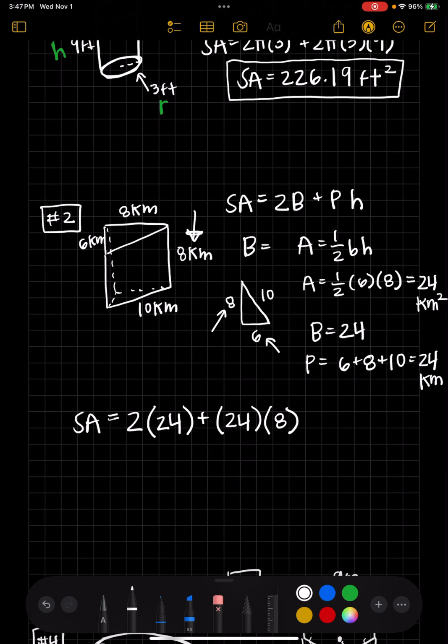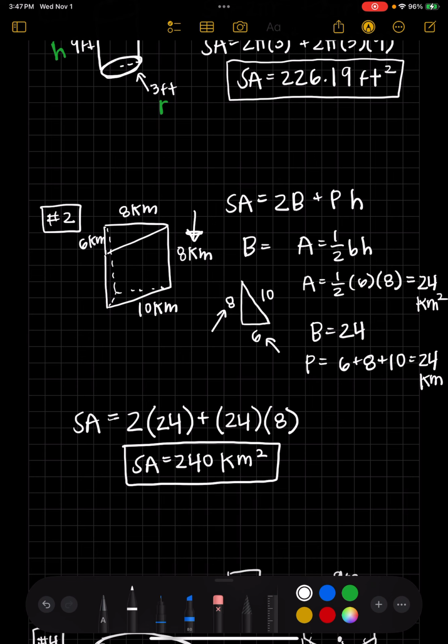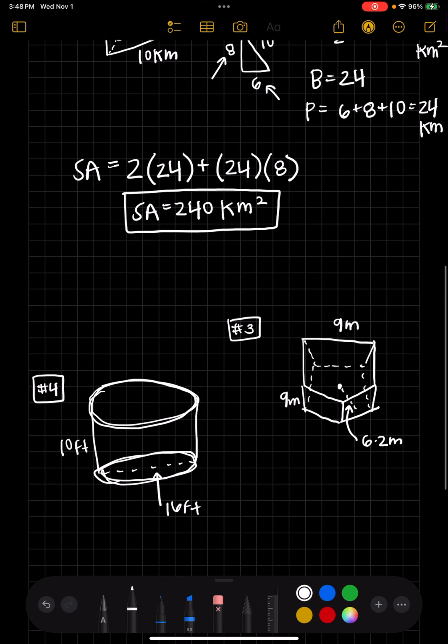Okay, so now let's plug all of that into our calculator. So 2 times 24 plus 24 times 8, and we get that the surface area is equal to 240, and now we're going to put the units on. It would be kilometers squared, because it's an area, so it has to be squared. All right, so that's how we find surface areas. The cylinder is a little bit easier because you don't have to go through and find a bunch of other smaller portions of it, but it still works out, and you will have the formulas for all the different shapes as well on that cheat sheet.